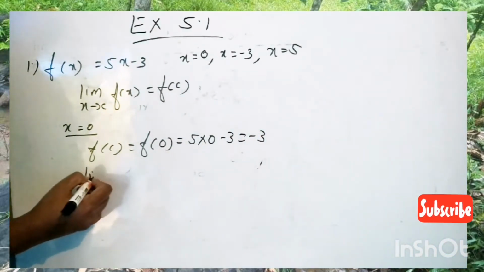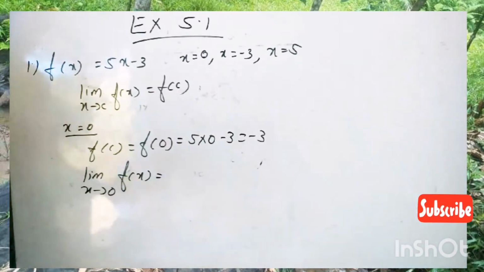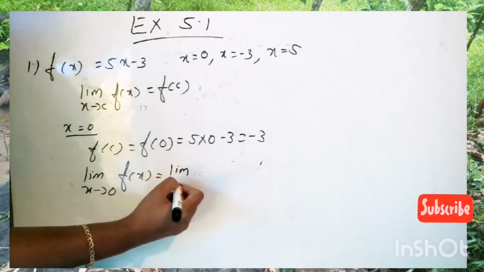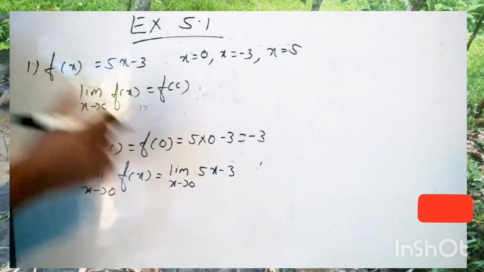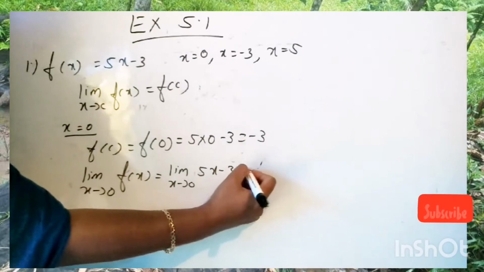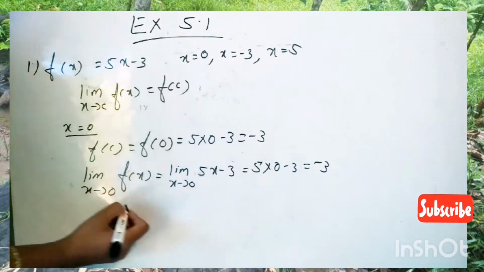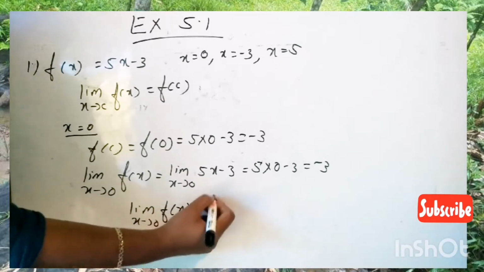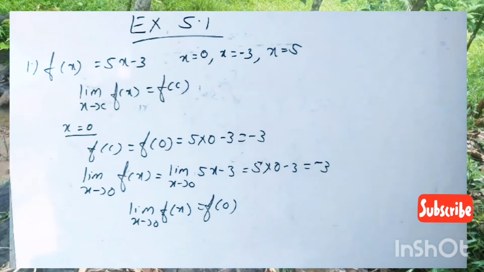And limit x tends to 0, f of x is equal to limit x tends to 0, 5x minus 3. The value of f of x is 5x minus 3. Now just put x is equal to 0 and thus we will get 5 into 0 minus 3 is equal to minus 3. That is, limit x tends to 0, f of x is equal to f of 0. Therefore, the function is continuous at x is equal to 0.